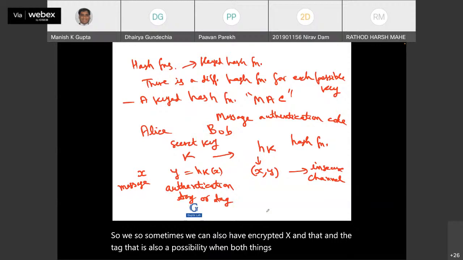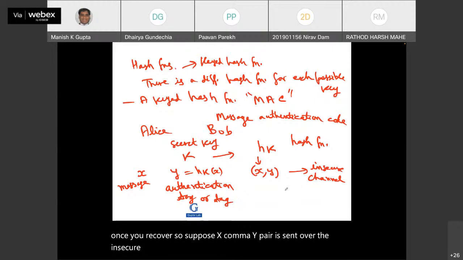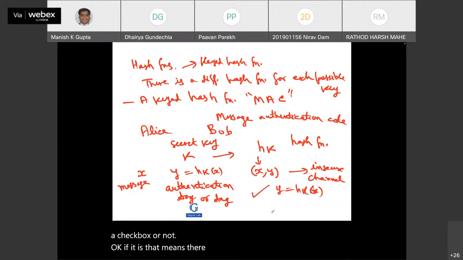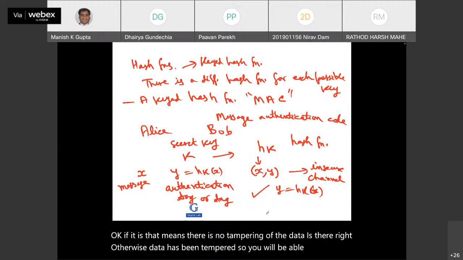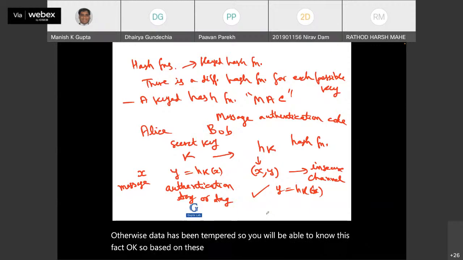Suppose the x, y pair is sent over the insecure channel. Once you receive x, y, you check whether y is h_k(x) or not. If it is, that means there is no tampering of the data. Otherwise, the data has been tampered, so you will be able to know this fact. Based on these discussions, I am going to define formally what a hash family is.